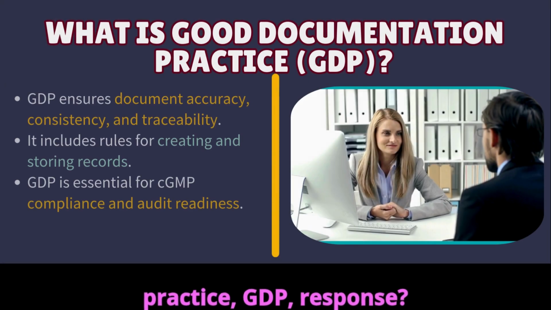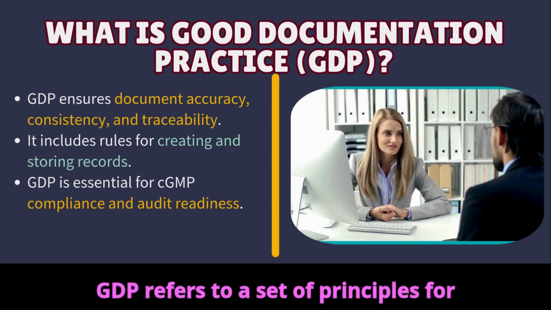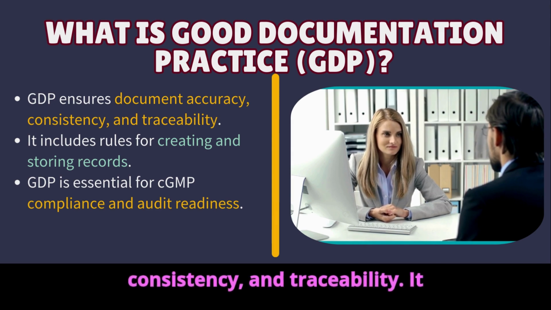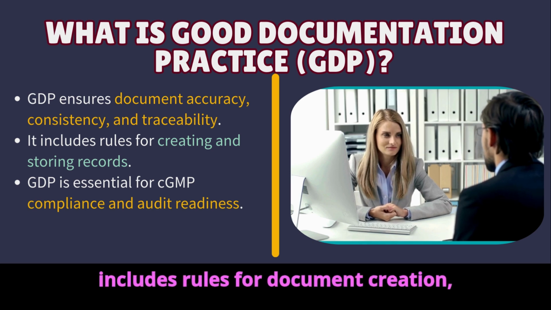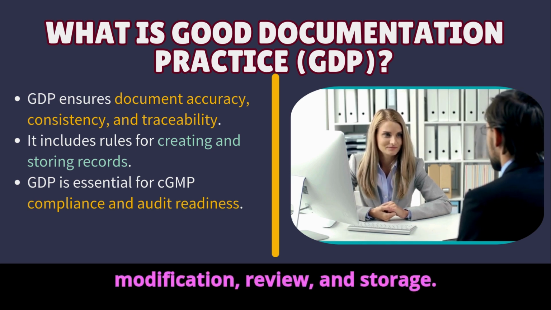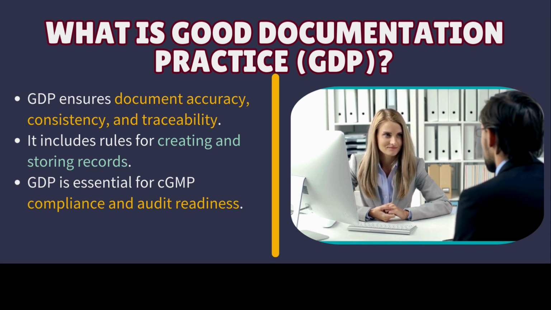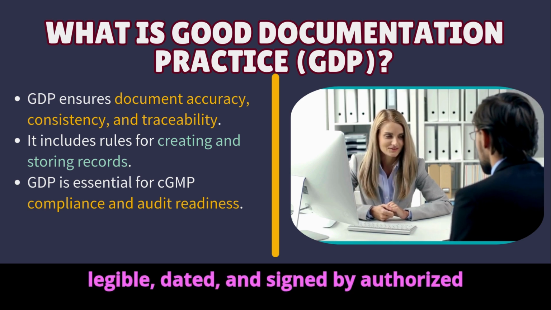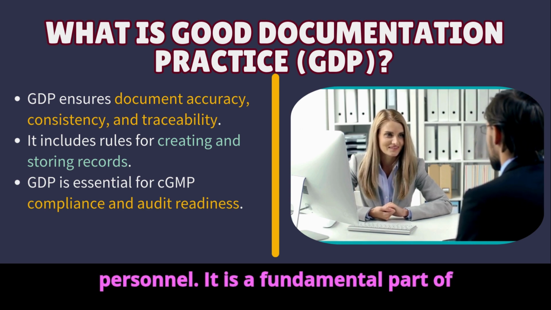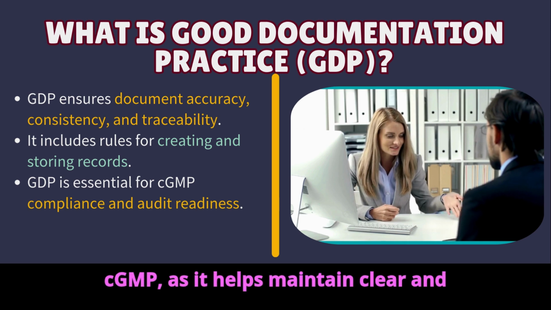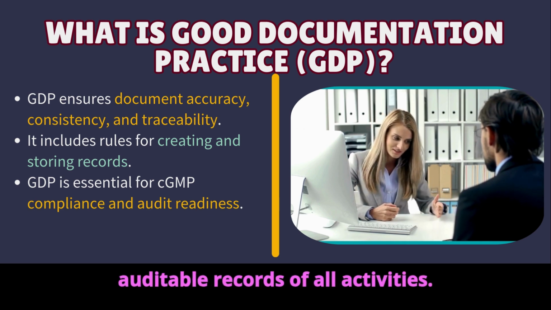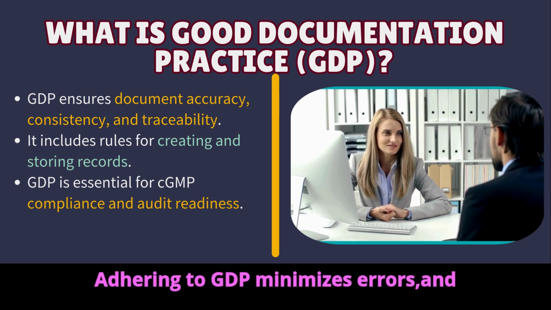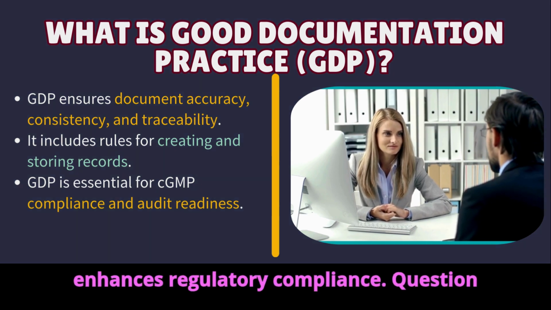GDP? Response. GDP refers to a set of principles for managing documents to ensure accuracy, consistency, and traceability. It includes rules for document creation, modification, review, and storage. GDP requires that records be complete, legible, dated, and signed by authorized personnel. It is a fundamental part of cGMP, as it helps maintain clear and auditable records of all activities. Adhering to GDP minimizes errors and enhances regulatory compliance.